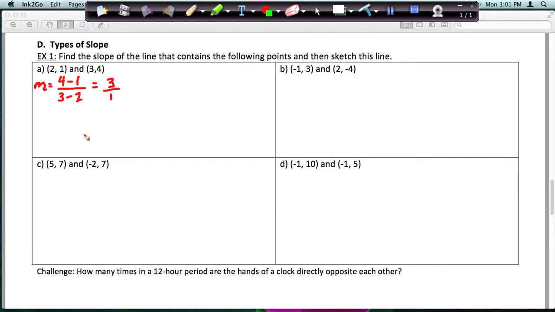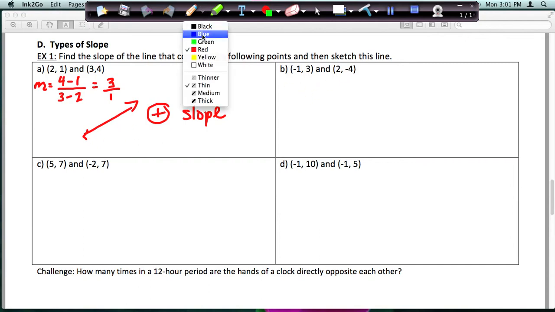This is a positive slope, and so a positive slope means that your values are increasing. So this could be like a stair. It needs to go at a certain slope, or a ramp going up needs to go at a certain slope. Okay, so let's look at B.